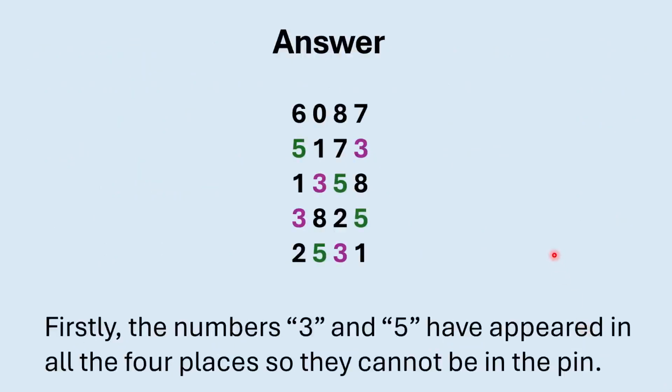Firstly, let's list all the numbers from these 5 attempts. And it is fairly easy. From this list, you can see the numbers 3 and 5 have appeared at all 4 different places. And based on the description of this question, no right number has appeared at the right place. That means the numbers 3 and 5 cannot be in the PIN, and we can rule them out.